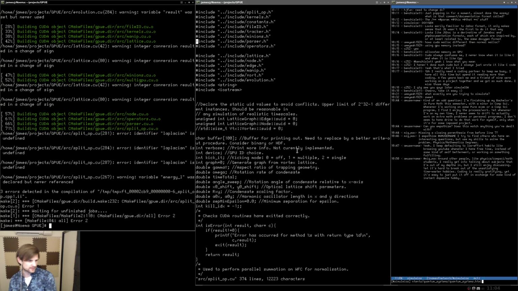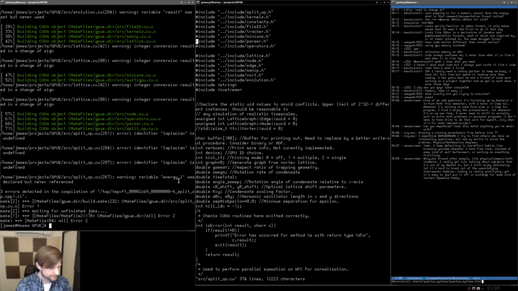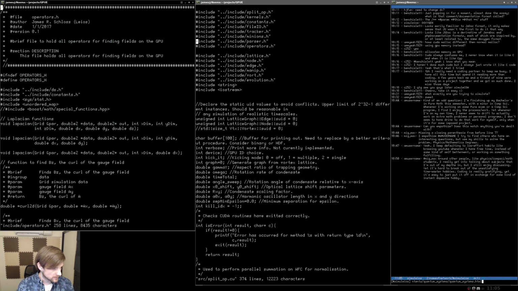Energy L was declared, but oh, I see the problem because it's within an if statement. Okay, that's fair. Then in that case, I could probably... anyway, let's get this Laplacian stuff. Laplacian is undefined. Did I misspell it? Laplacian. Operators? Laplacian. Seems fine.